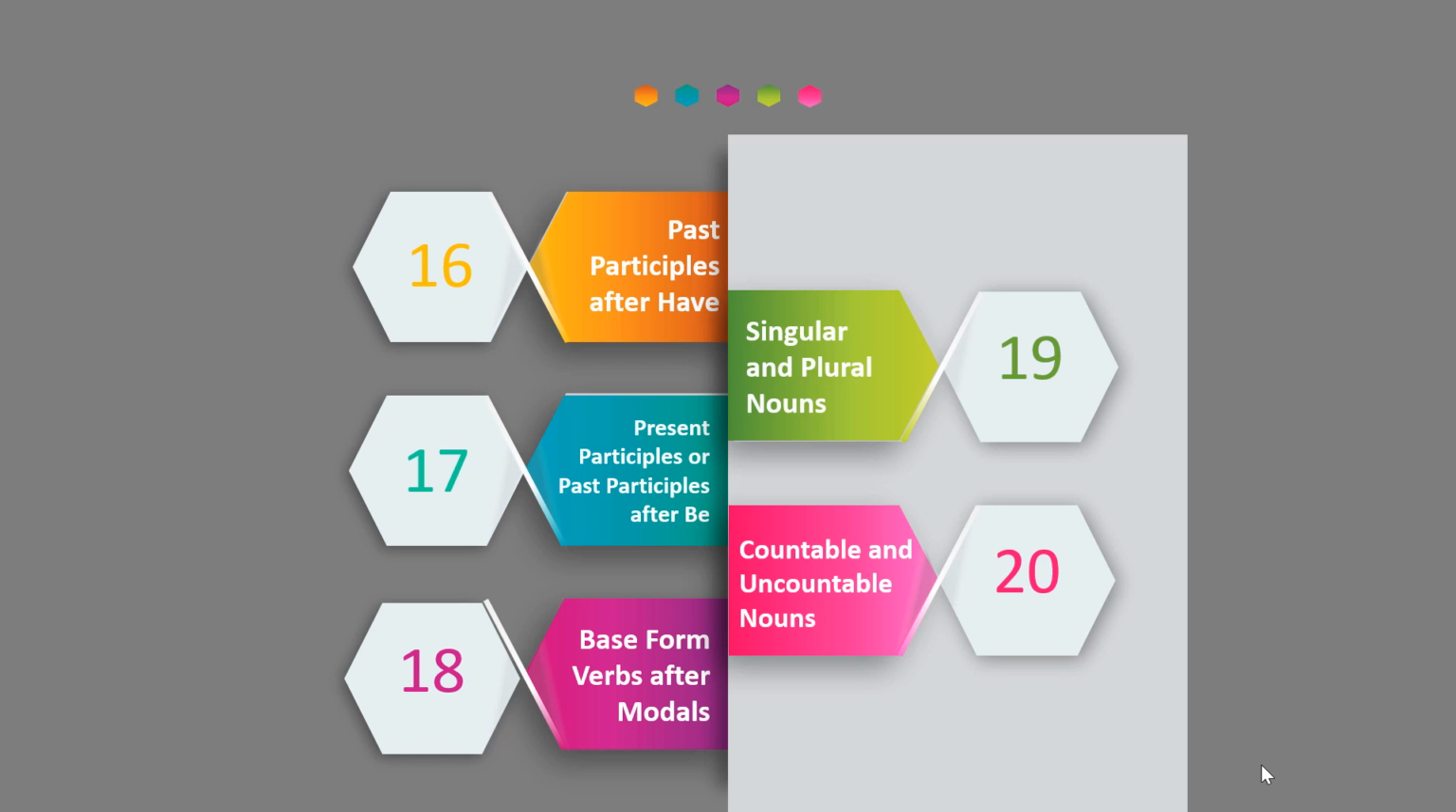Skill 16, past participles of the have. Skill 17, present participles or past participles of the be. The next skill, base form verbs of the modals. Skill 19, singular and plural nouns. Skill 20, countable and uncountable nouns.